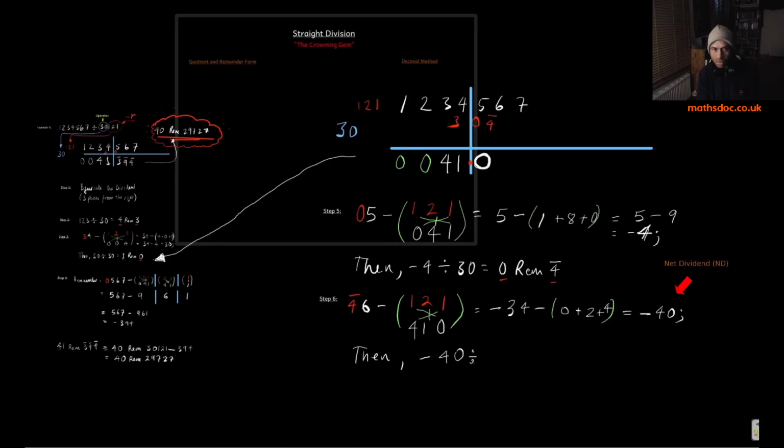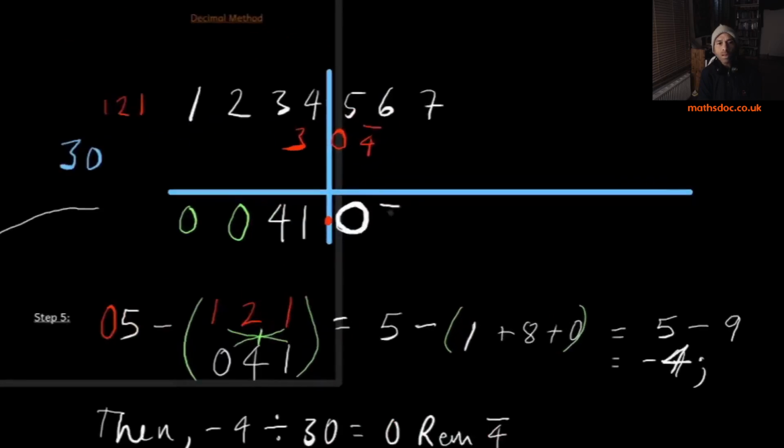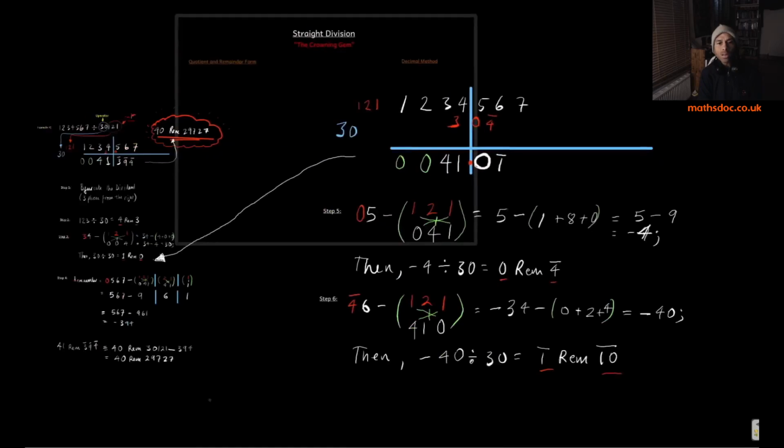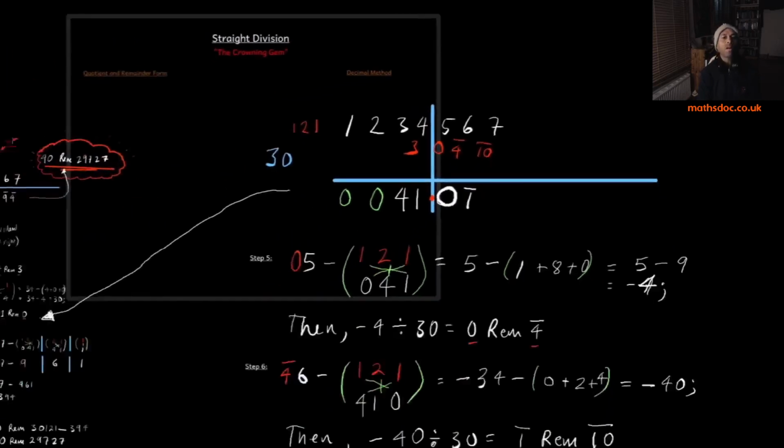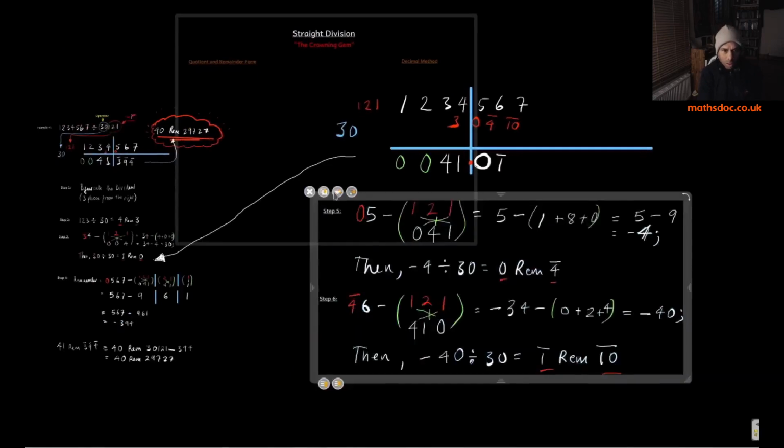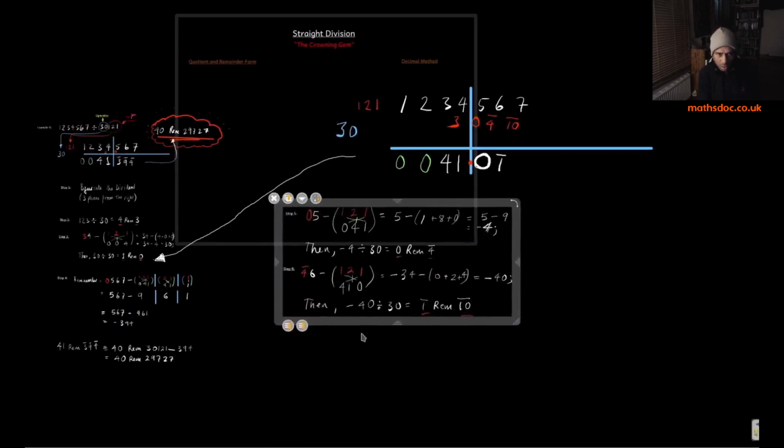That's our net dividend. We then divide minus 40 by minus 30. That gives minus 1, remainder minus 10. So let's put that minus 1 under the 6 in the answer box, and prepend the minus 10 to the 7 of the dividend. Probably squash that down a little bit.